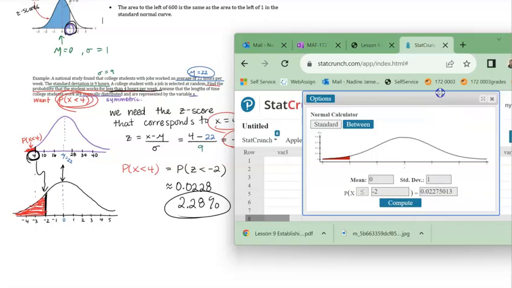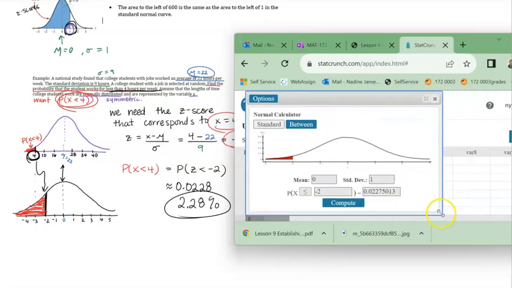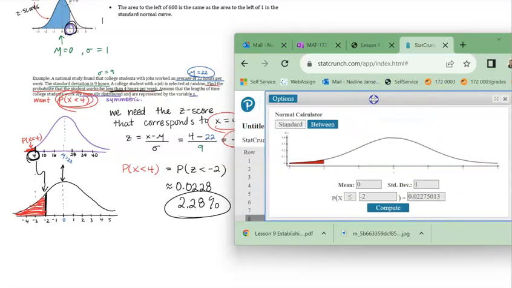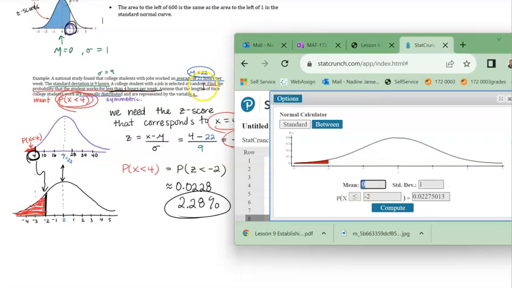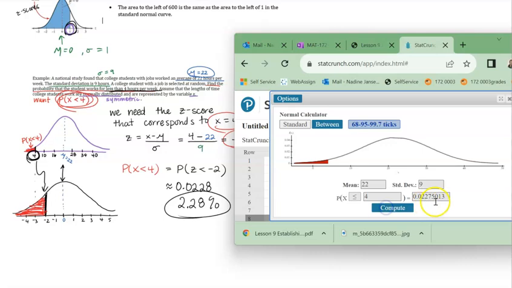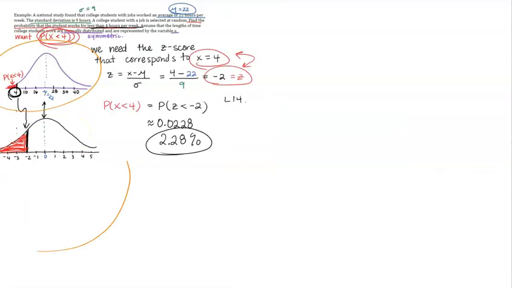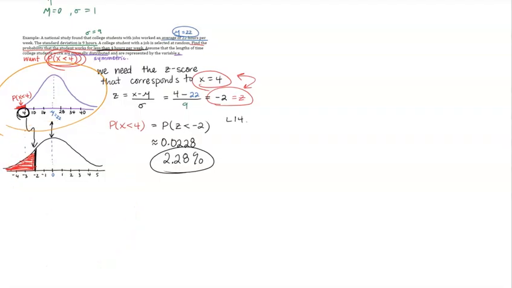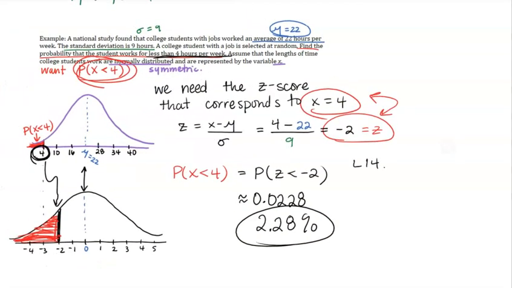Okay, I want to show you something that you could also use StatCrunch to check this originally. If the mean of the original problem was 22, the standard deviation of the original problem was 9, and the original x value that we were working with is 4, we should get the exact same thing here, and we do. So this shows you that these two pictures really do have the same red area shown to the left, whether you think of it as x values or whether you think of it as z values.